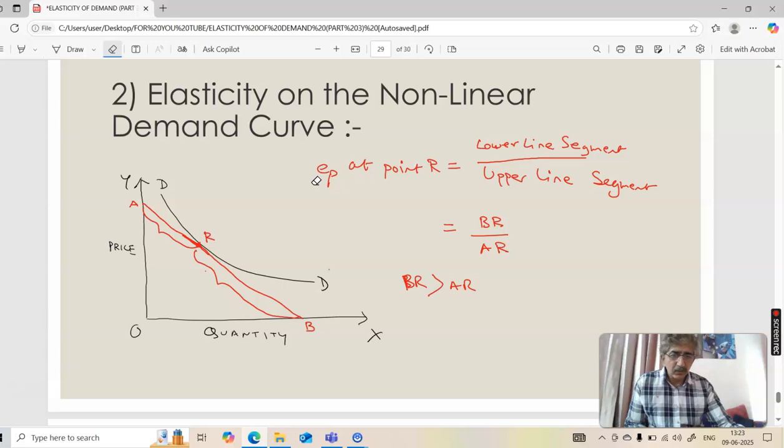Okay, so that was it. I could not cover this in my previous video, as I thought I'd focus only on the straight line, that is the linear demand curve, in that particular video. So I hope this is clear.